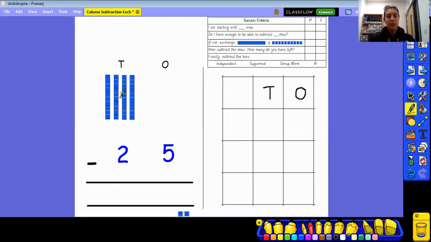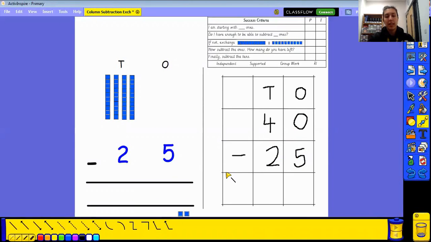My starting number goes on the top, and my starting number has got 4 10s, and as you can see, there's nothing in the 1s column. That means I've got 0 1s. And then I'm subtracting, so I need to write my subtraction symbol, 25, 2 10s and 5 1s. And then I need to do my giant equal sign ready for my answer.